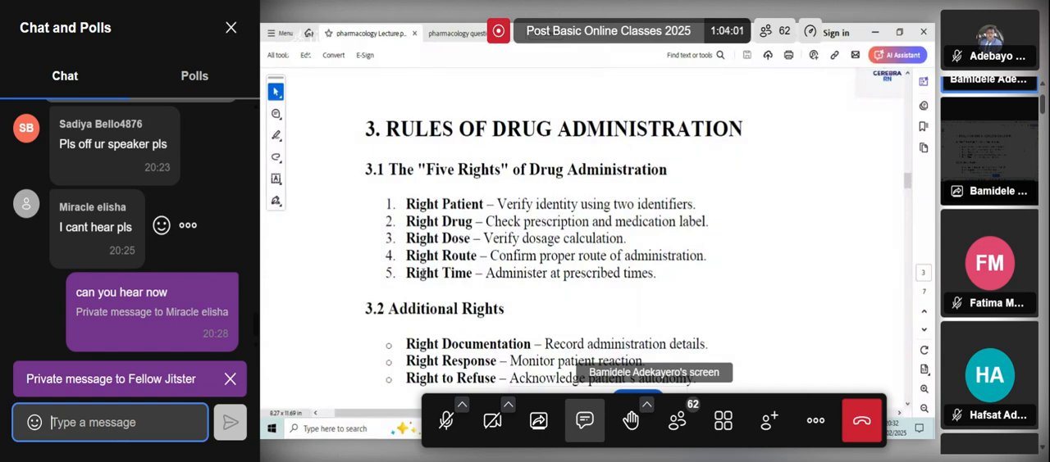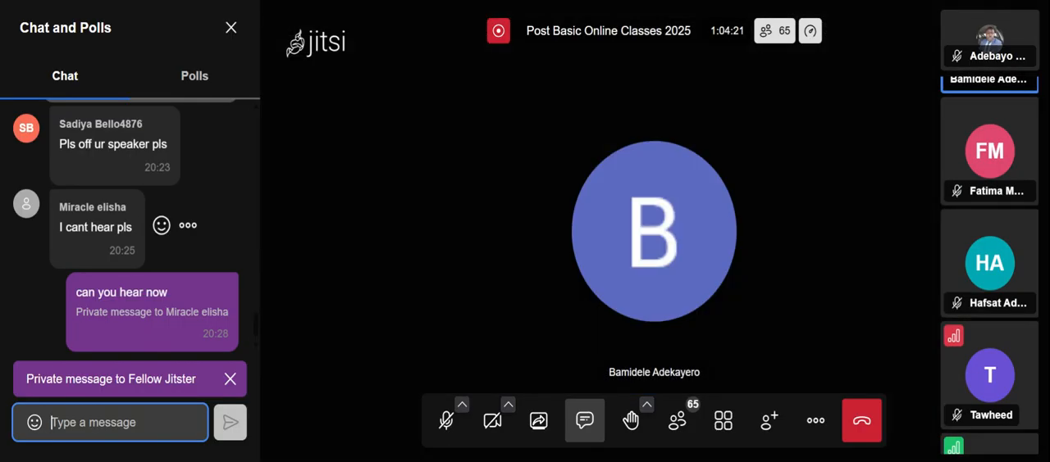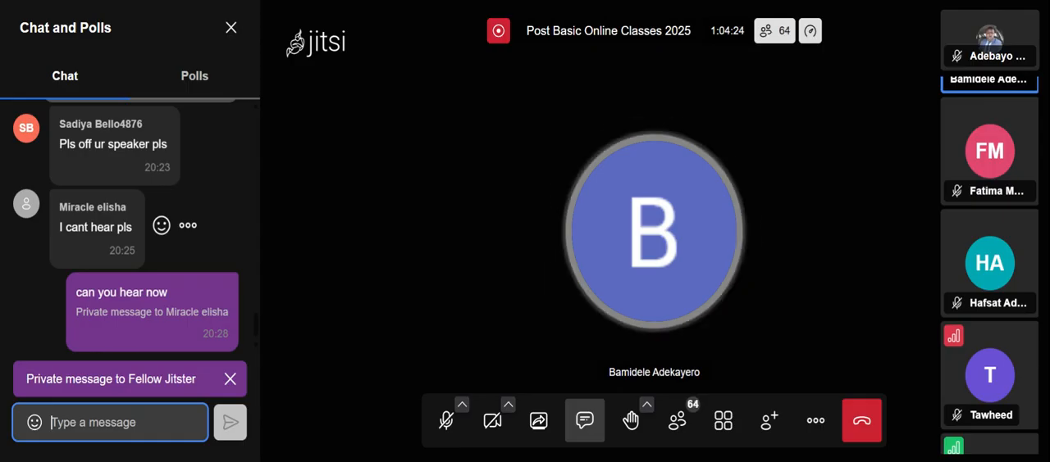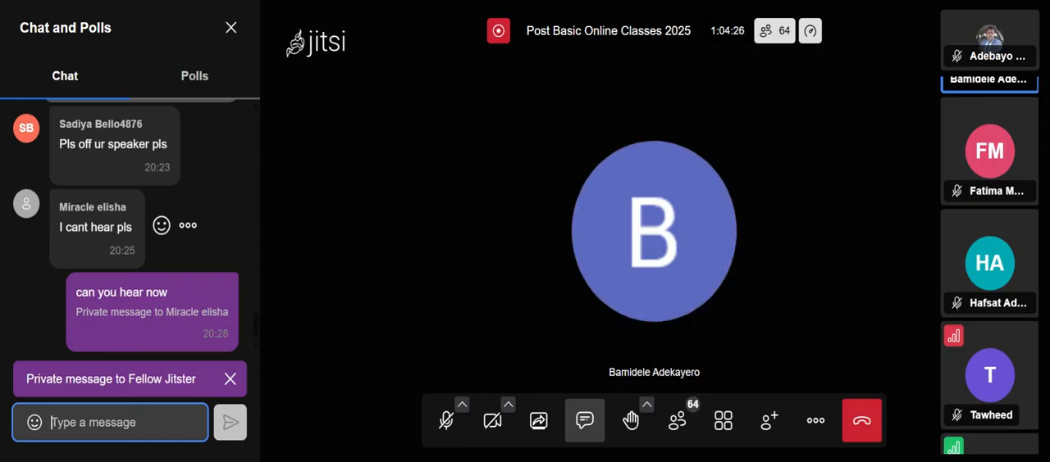So the right route. Some medications can be given through various routes. It can be given sublingual, intravenous, or intramuscular. You need to make sure you're giving the route as prescribed by the doctor. It is very important. Give the medication as prescribed by the doctor. So we are giving it by the right route.